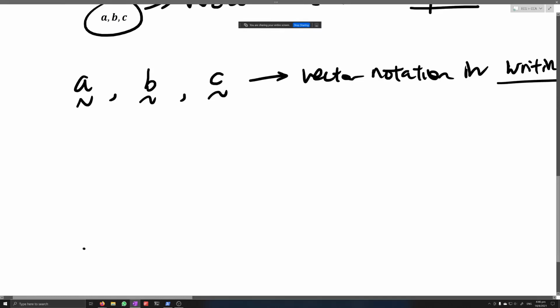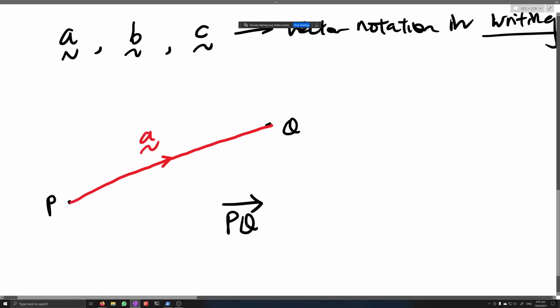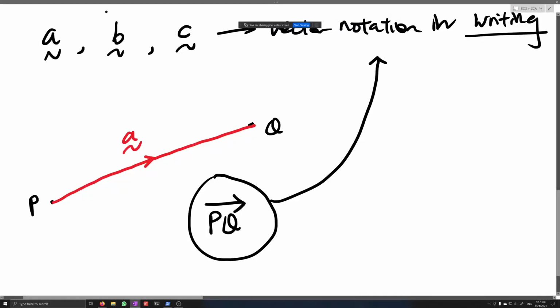Let's say that we have a point P and a point Q. And we have a vector A that joins P and Q. This means that we can write the vector as A, or alternatively, we could also write this PQ. So as you can see, the arrow is above PQ and it's pointing from P to Q. Both these are ways that we can write vectors in writing. Okay.